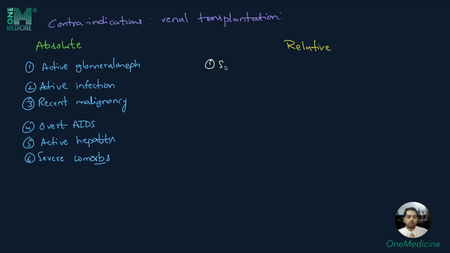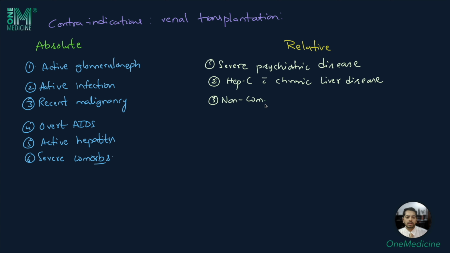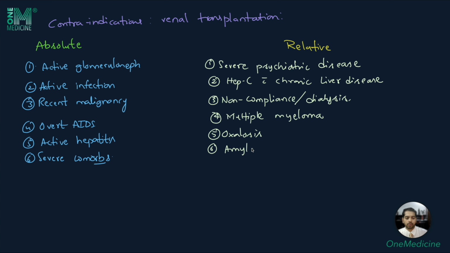Relative contraindications include severe psychiatric disease, hepatitis C with chronic liver disease including cirrhosis, non-compliance with medications or dialysis, multiple myeloma, oxalosis, and even amyloidosis. In general, the patient should have a more than 5-year survival to undergo renal transplantation.